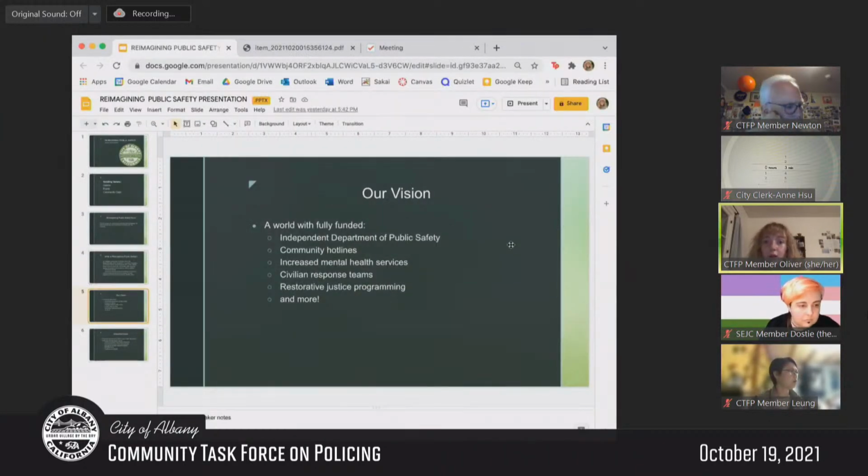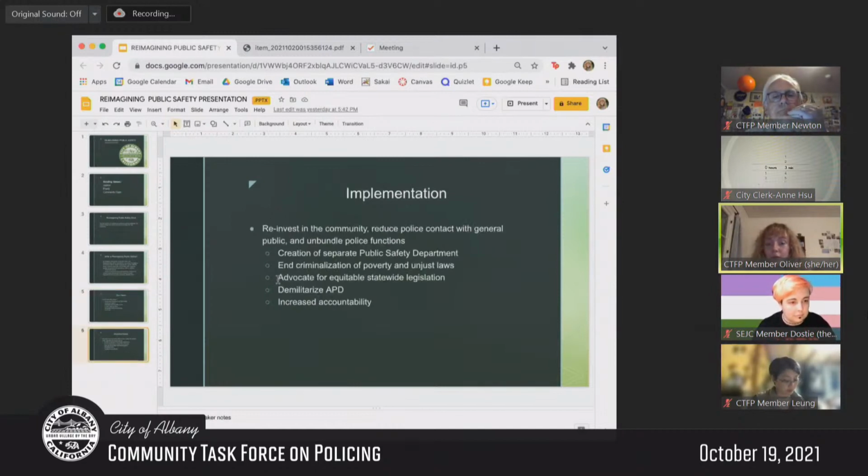Next, we wanted to share our vision. Our vision would be a world with a fully funded, independent Department of Public Safety, separate from the police, community hotlines, increased mental health services, civilian response teams, restorative justice programming, and more.